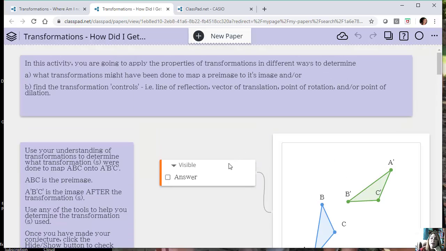So have fun. It's not a graded thing. This is more, what do you know? How'd you do? Check it out. That type of activity.